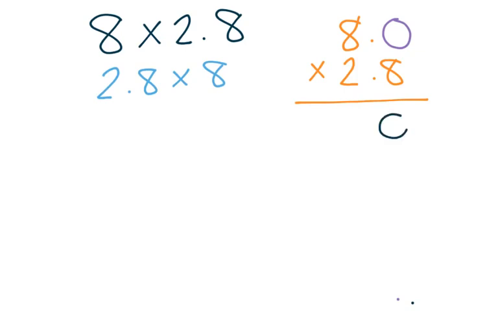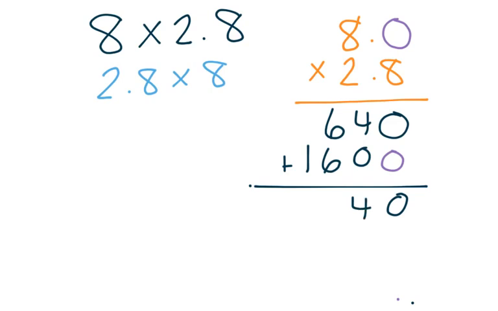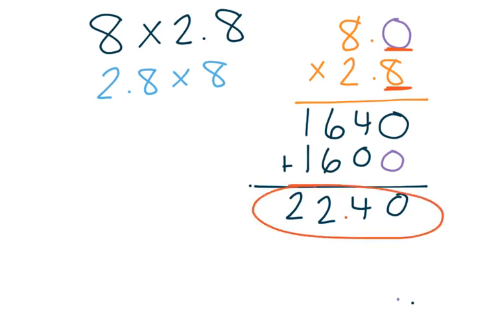8 times 0 is 0. 8 times 8 is 64. Placeholder 0. 2 times 0 is 0. 2 times 8 is 16. Then you'll add 0, 4, 12, 2. Now, you count the numbers to the right of the decimal. There are 2. So there should be 2 to the right of the decimal in your product. So your answer is 22 and 40 hundredths.